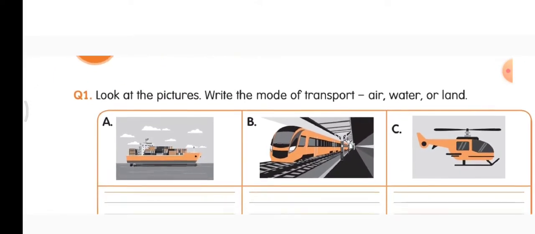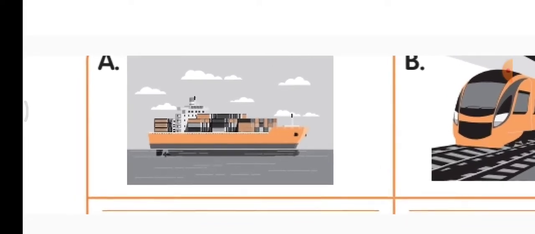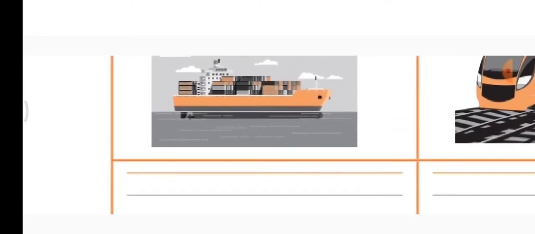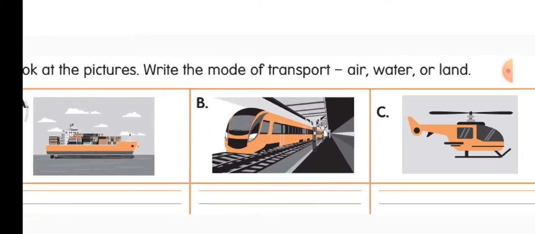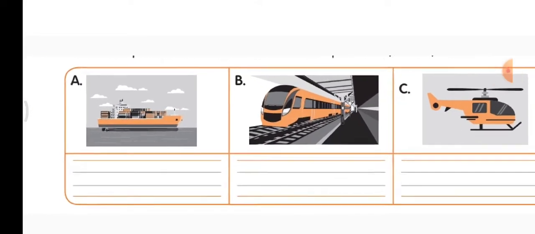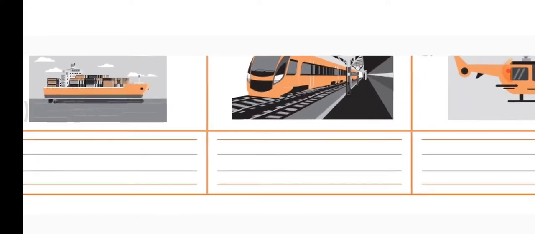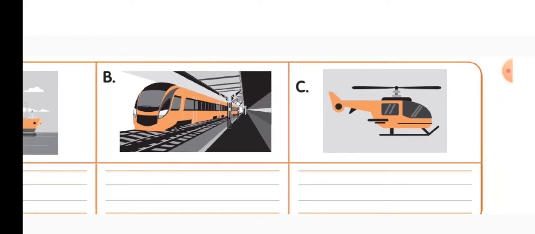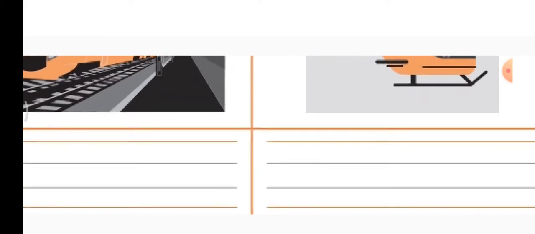Okay, in the first picture, what do you see? This is a ship. Which transport is it? This is a water transport. Write water under the ship, in the blanks. WATER, water. Then you see the metro train here. What type of transport is it? Land transport. Okay, the metro train moves on land. So write the spelling LAND, land. Next, helicopter. This is air transport. So write AIR, air, under the picture.